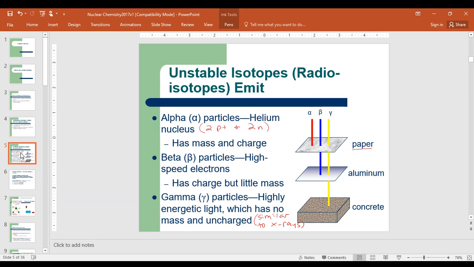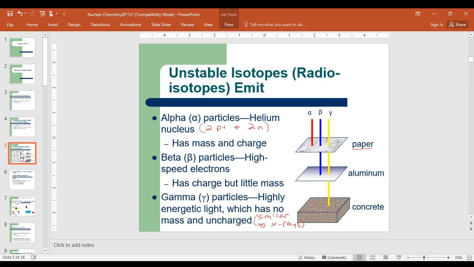Beta particles, though, are more like electrons. They have very little mass, but they also have a charge. So it's a little bit more difficult to block beta particles because they have such a small amount of mass. You need to use a piece of aluminum foil, for example, to block some beta particles.